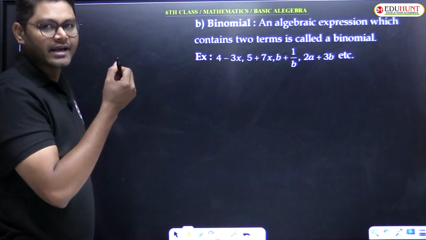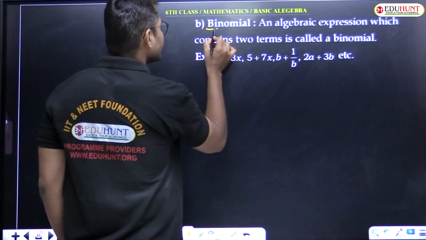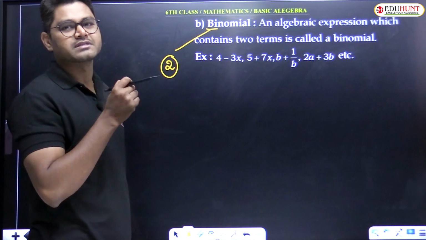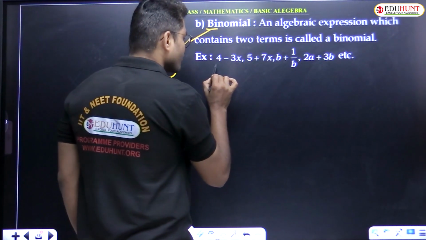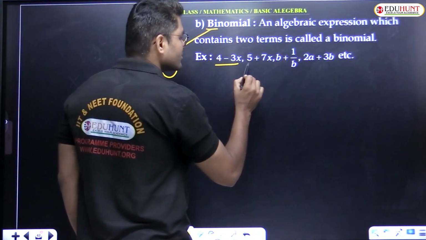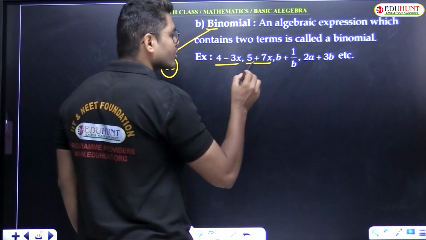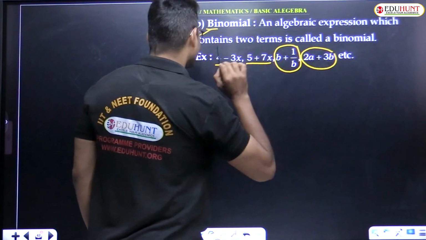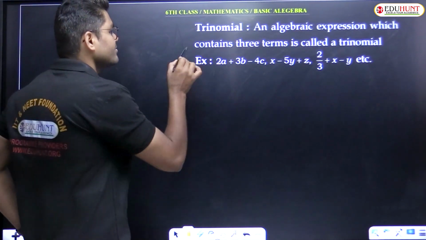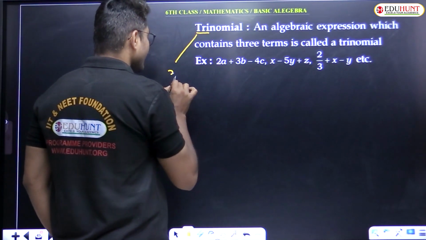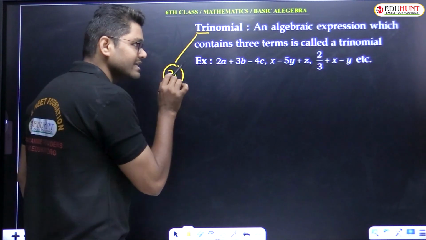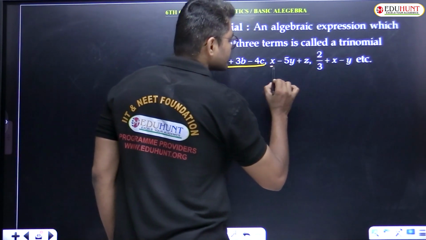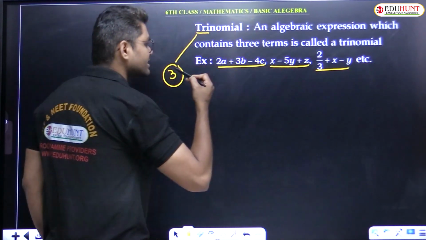Next one is binomial. Bi means 2. If an algebraic expression is having two terms, that is called binomial. Here 4 minus 3x is one binomial, 5 plus 7x is another binomial, b plus 1 by b is also a binomial. Trinomial. Tri means 3. If an algebraic expression is having three terms, that is called a trinomial. This is one trinomial, this is one trinomial, and this is another trinomial.